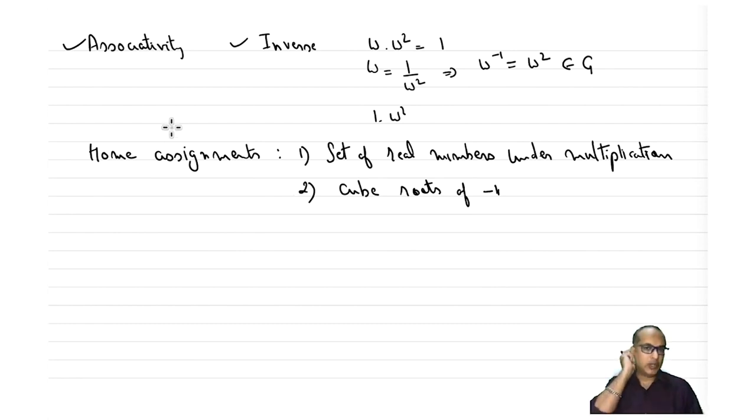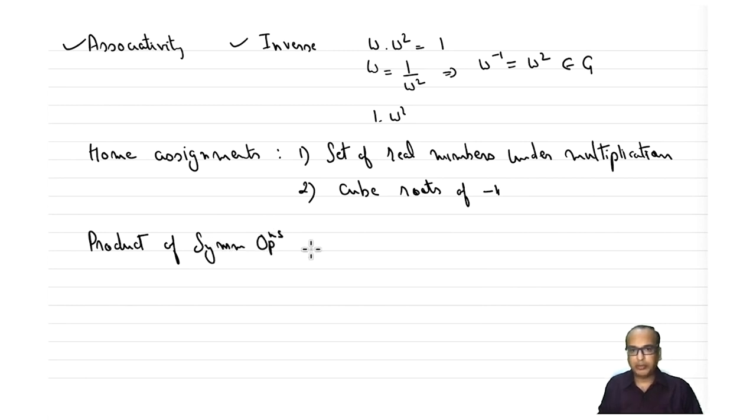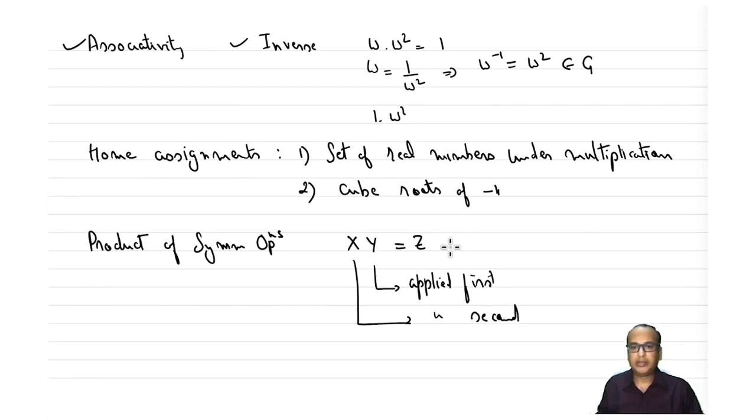Okay, so now let's also recall some other properties. We have also discussed the product of symmetry operations. Remember that if we say x into y equals z, this operation is applied first, and this operation is applied second, and this is the resultant. We had seen that before, right?